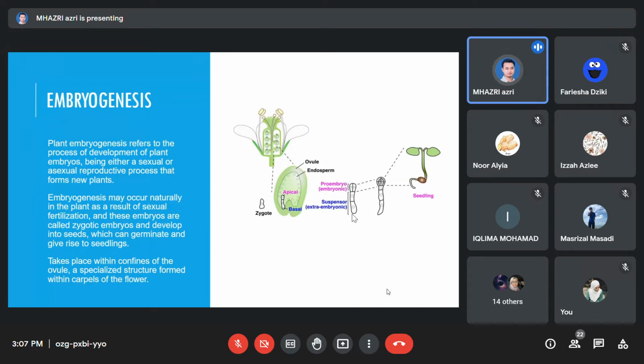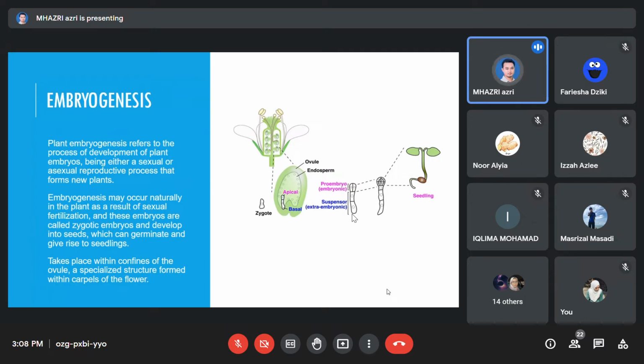And plant also is very unique. We can induce embryogenesis without sexual reproductions. Okay, awak belajar tissue culture, we can produce progeny plant seedling from vegetative cells of the plants. Embryogenesis may occur naturally in plant as a result of sexual fertilizations, the fusions of gametes, sperms and also ovums. And these embryos are called zygotic embryos and develops into seeds, which can germinate and give rise to seedling.